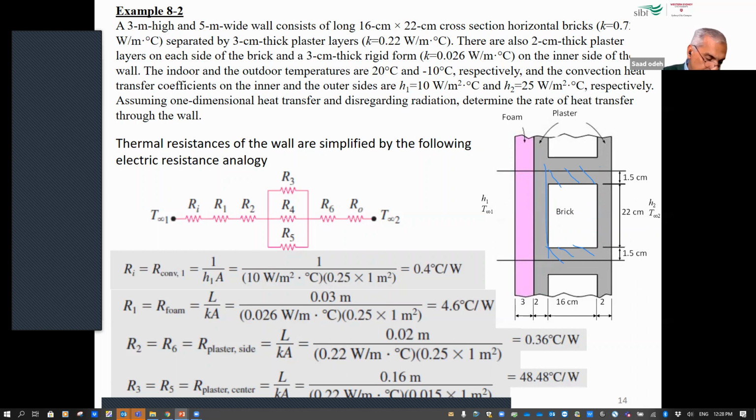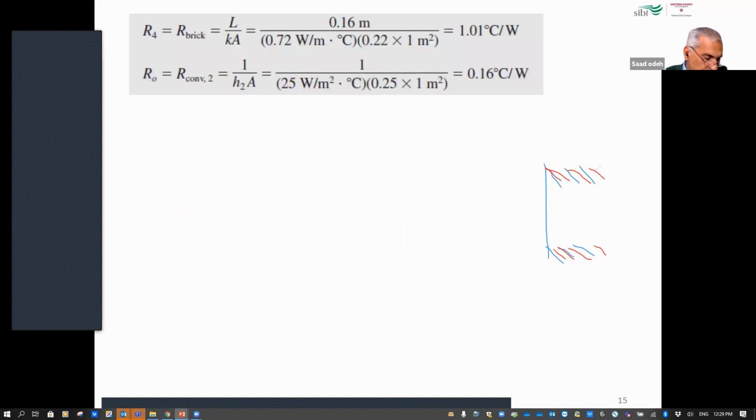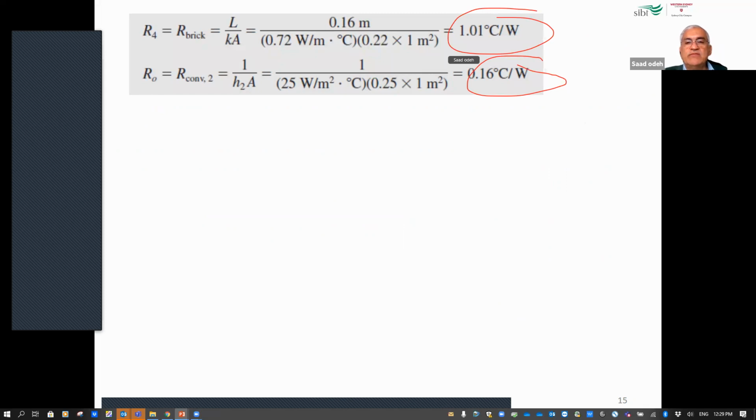These two parts have the same thickness. So they have the same R, because same thickness and same material, they have the same R. And the last one, which is the brick, we know the size of the brick also. And that's also the convection of the air outside. So all these values can be found from the given information.